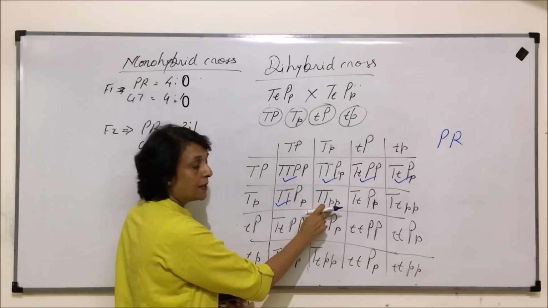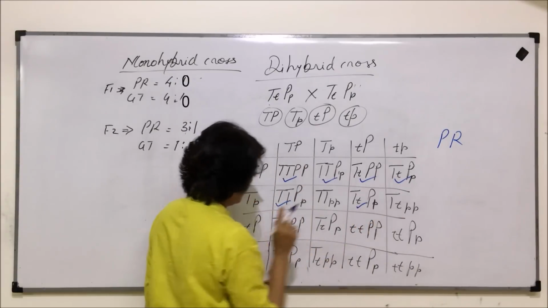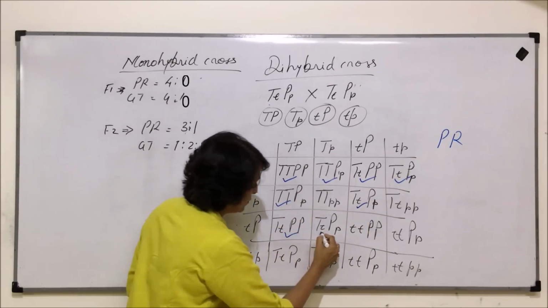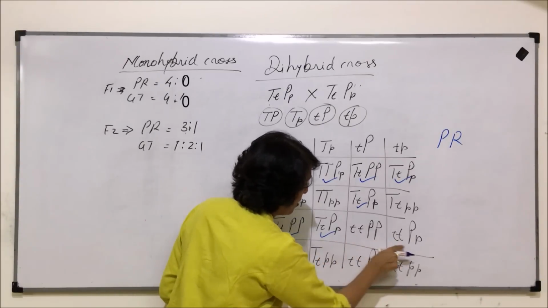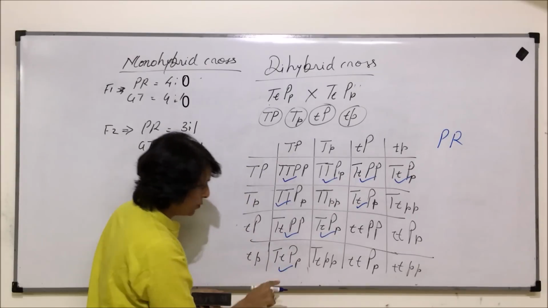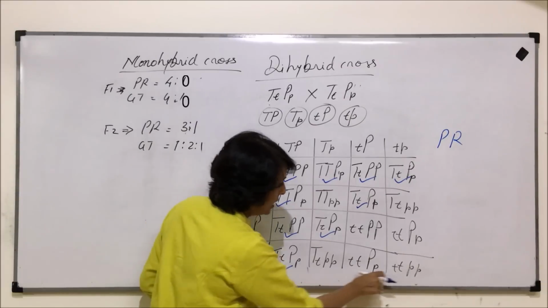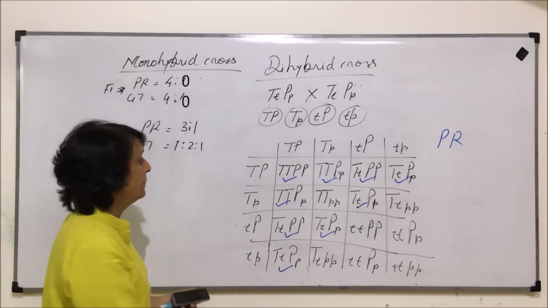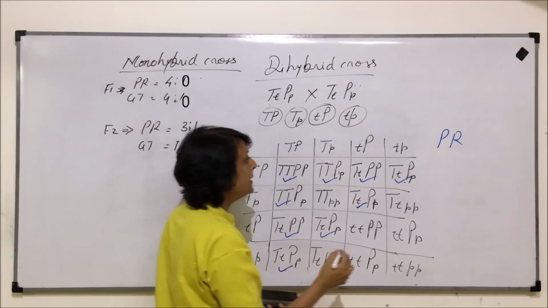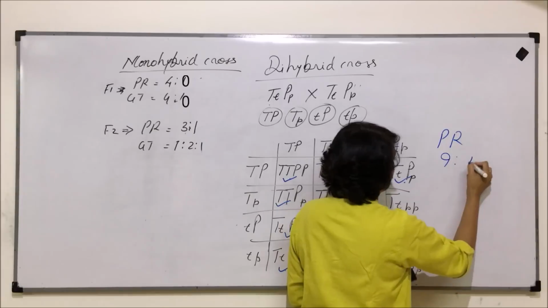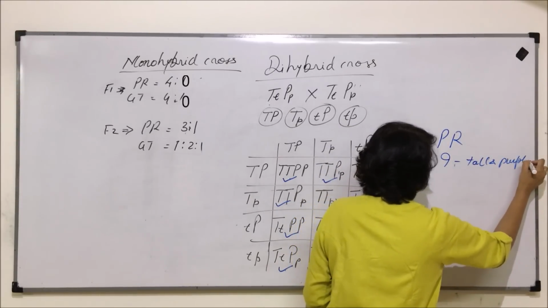This has T, but the P's are small. So this one tall and purple, not this. Tall and purple. This one also tall and purple, not this one, because here T is not dominant. Same here. This one also is going to be tall and purple. No capital P, no T, and this one. Let us count how many. 1, 2, 3, 4, 5, 6, 7, 8, and 9. So there are 9 which are tall and purple.